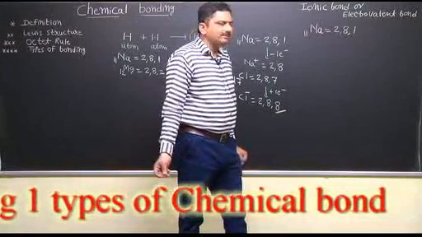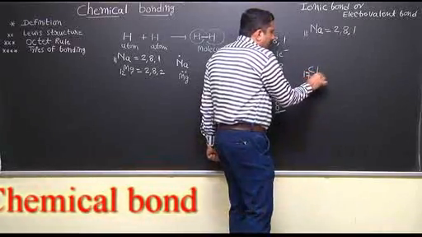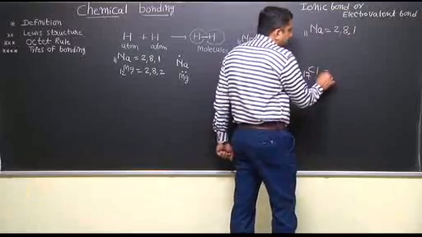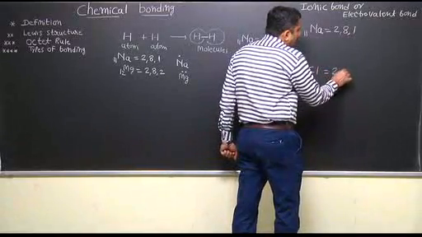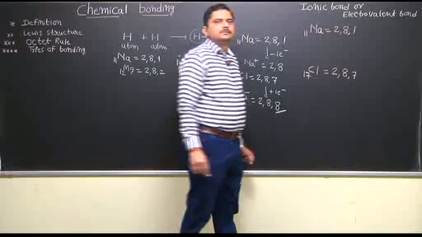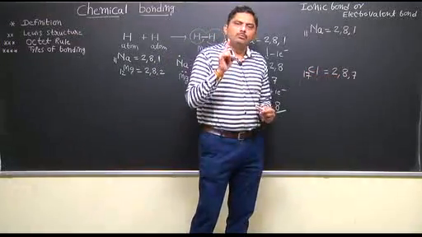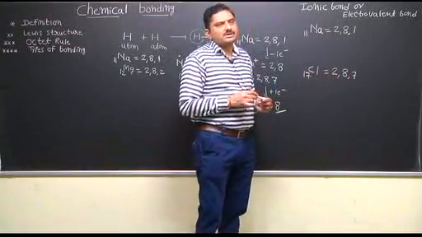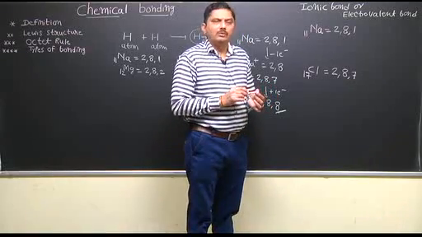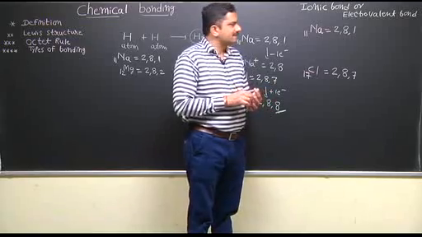In the same way, chlorine, atomic number 17, electronic configuration 2, 8, 7. It requires 1 electron to complete its octet. Here, transfer of 1 electron from the sodium atom to the chlorine atom takes place.